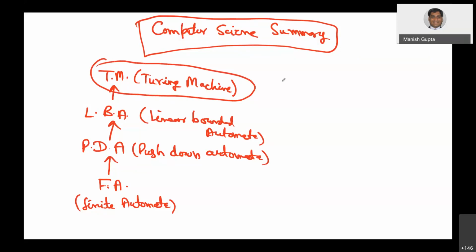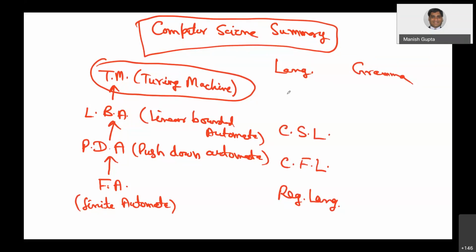Okay, so each machine accepts certain languages, and each language has some grammar, right? So finite automata accepts regular languages. Then we have context free languages, then context sensitive languages, and then finally we have recursively enumerable languages. This is the final machine. So basically we have regular grammar.